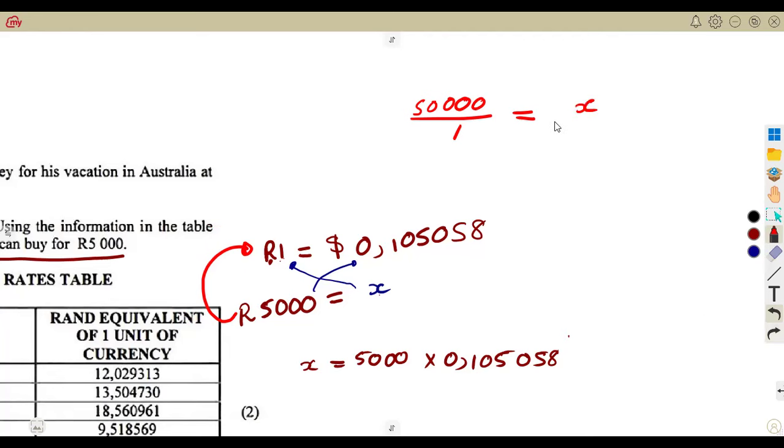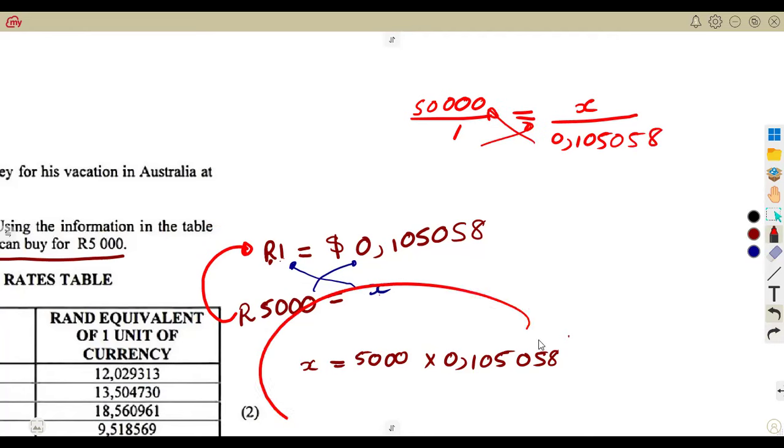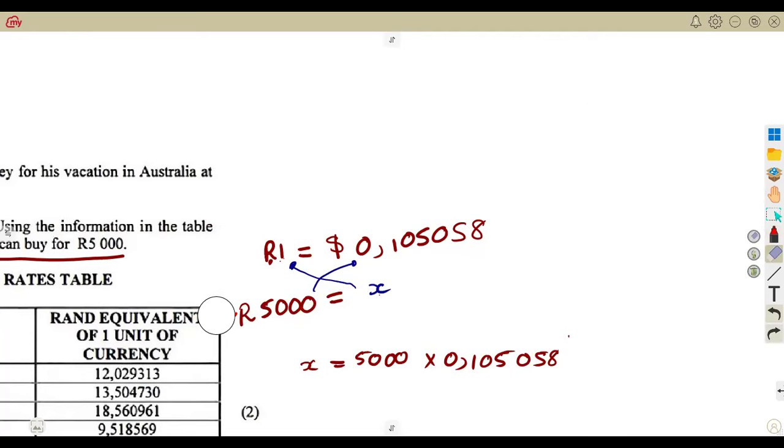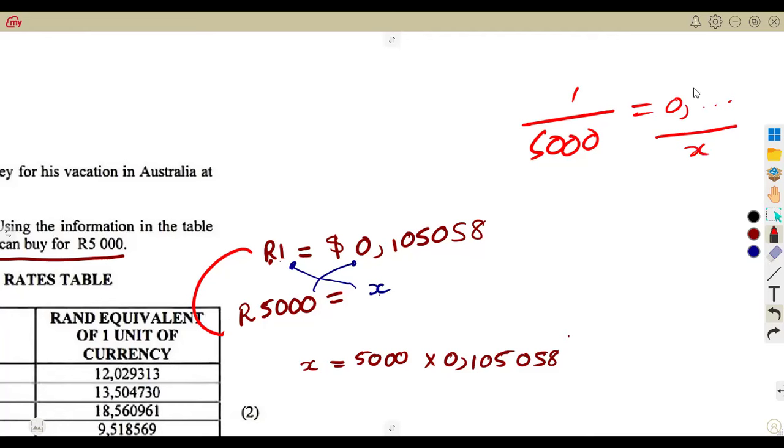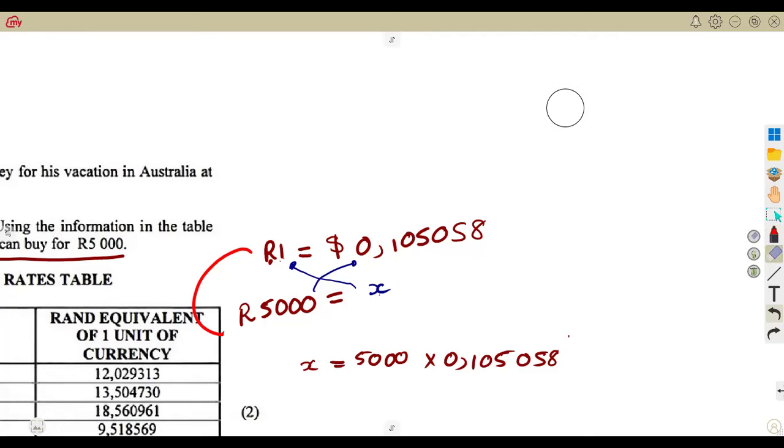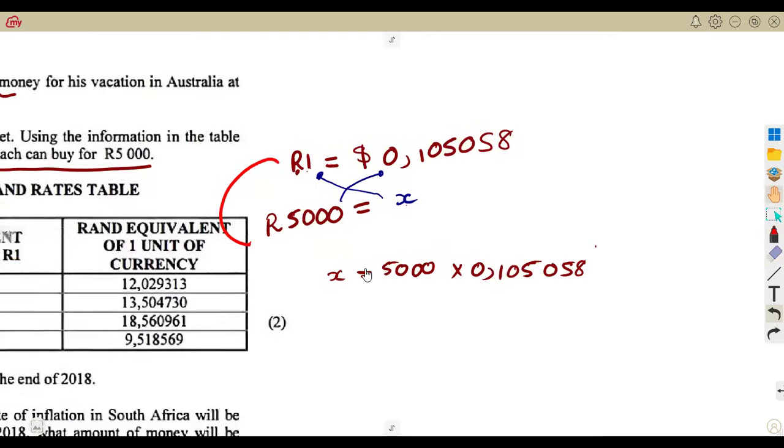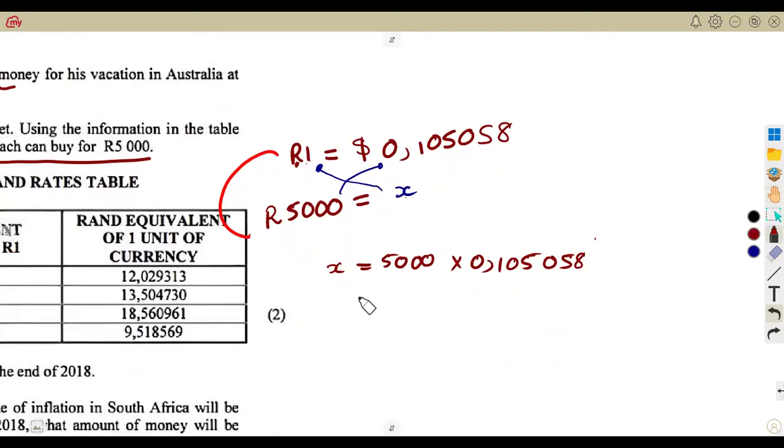So it will be X over 0,105058. That's how you solve this. So you can just solve for X by cross multiplying. You can take it the way that you understand, guys. You can take it vice versa. You can take it as 1 over 5,000 is equal to 0,105058 over X. Then you can even cross multiply. So solving there, please use the way that you understand. At least you just have the basic of what it means from there. Then you solve in the way that you understand.